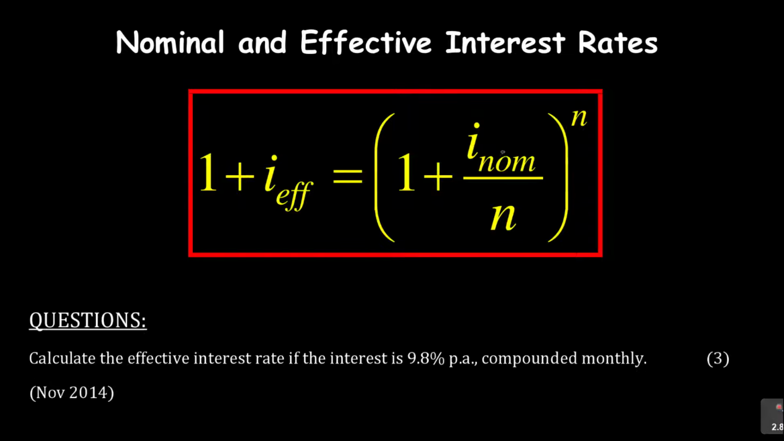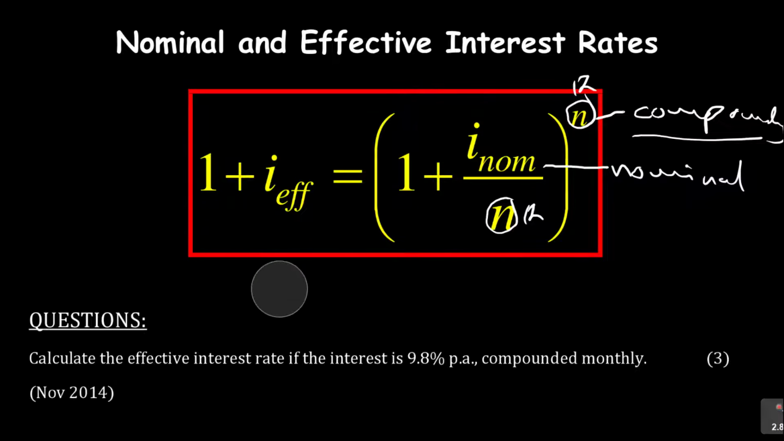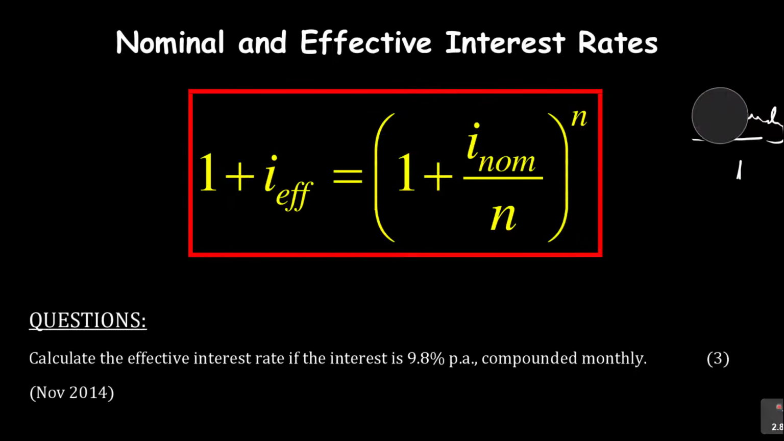But what does this actually mean? When we are talking about EFF there, this is the effective, and then the nom there is the nominal, and then the n there is the compounding. Remember, when they talk about compounding, it can be monthly. So if it's monthly, this n becomes 12, and then that n also becomes 12. If it's half yearly or semi-annually, you know you have to divide by 2. And if it's daily, you divide by how many days in a year, which is 365, and so on.